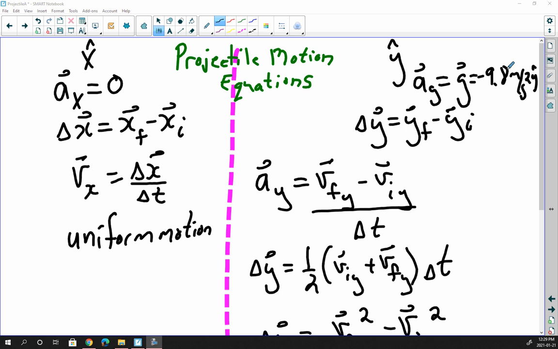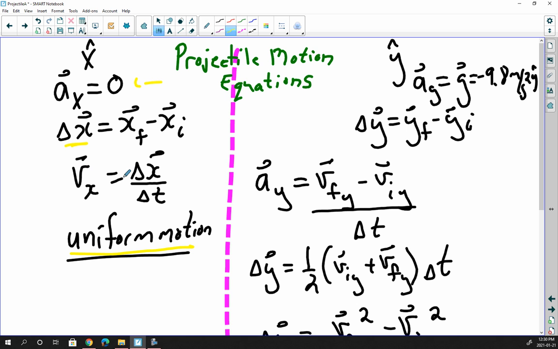So let's start with the x hat equations. It's the simplest set of equations because in x hat, all the motion is uniform motion. So first off, x hat, x component of the acceleration, 0. Change in the x component of position is x final minus x initial.